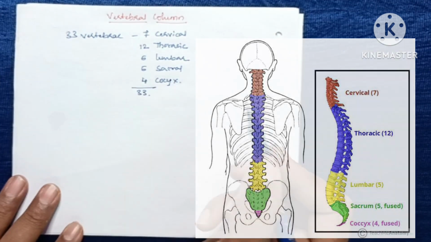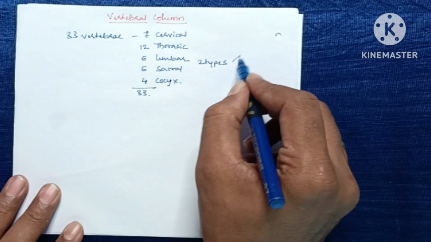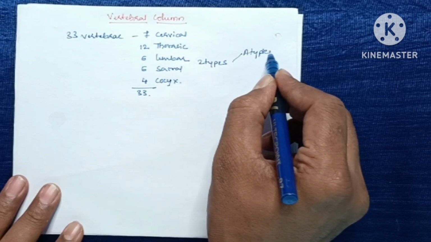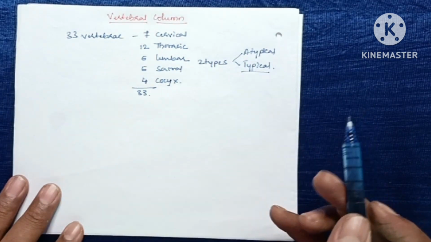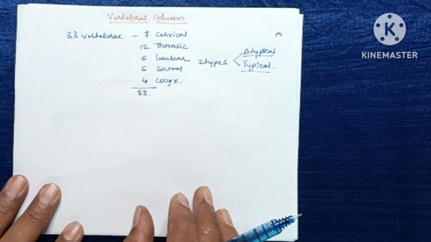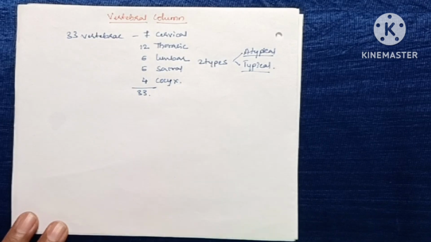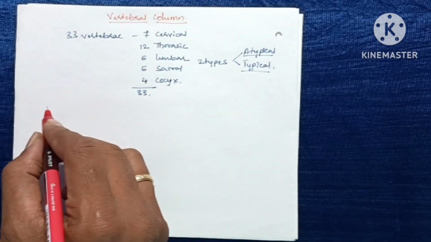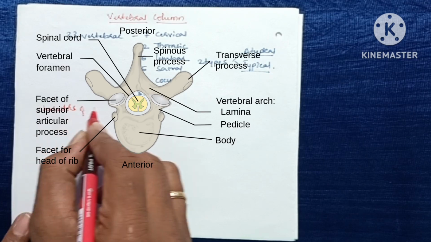So the total is 33 vertebrae. Among these, there are 2 types of vertebrae: atypical and typical. Typical means those which have the general features and parts of a vertebra, and atypical means there is an absence or modification of a part which the vertebra should generally have. Now we'll see the characteristics of vertebrae.